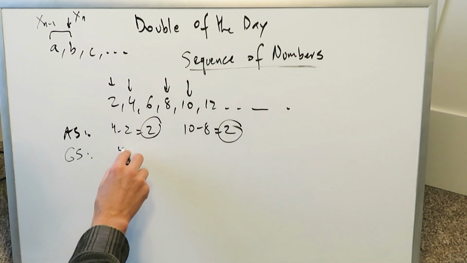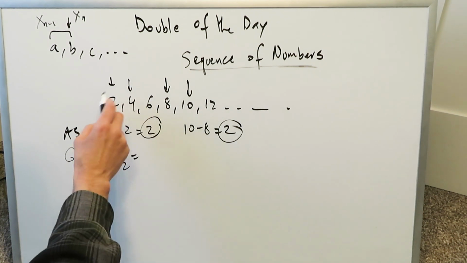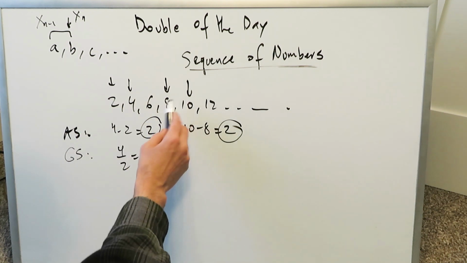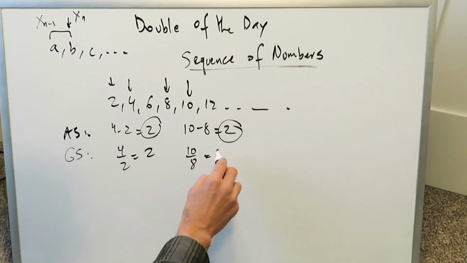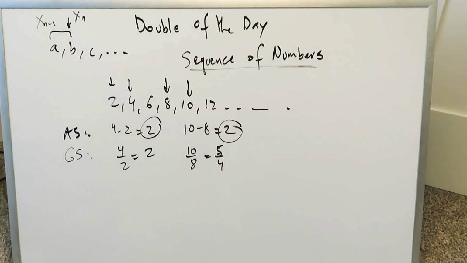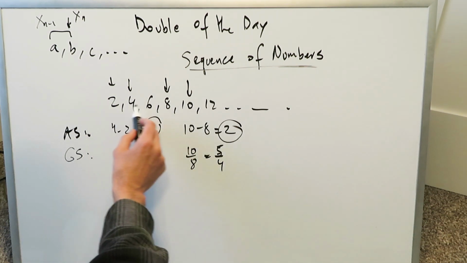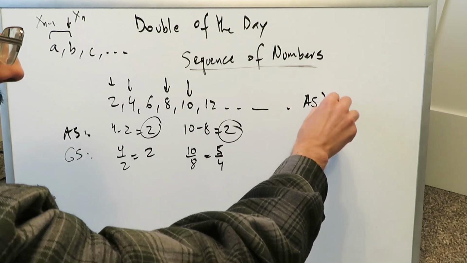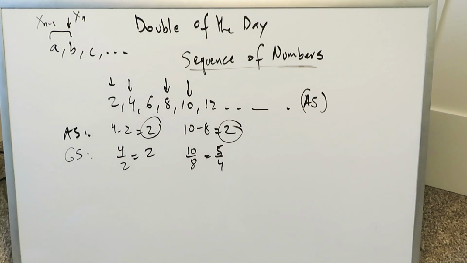Take any two numbers, do 4 divided by 2, the number and the number before, you're getting a 2. Take here 10 divided by 8 and you're going to get 5 over 4. You don't have a common ratio, but you do have a common difference. So when you're looking at something like this, you have right here an arithmetic sequence. And remember, some sequences can be neither arithmetic nor geometric, in which case what you're looking at is a neither sequence. But this right here clearly is an arithmetic sequence because there's a common difference which is appearing. There's no common ratio over here.